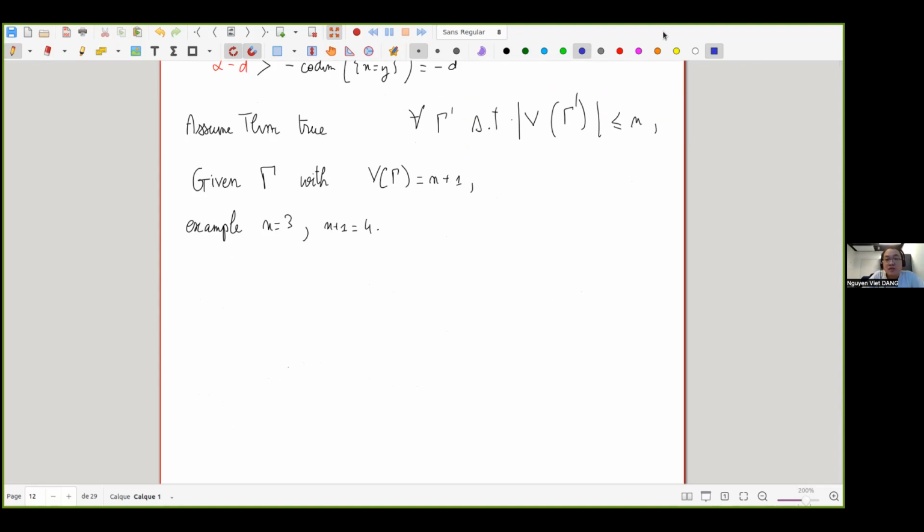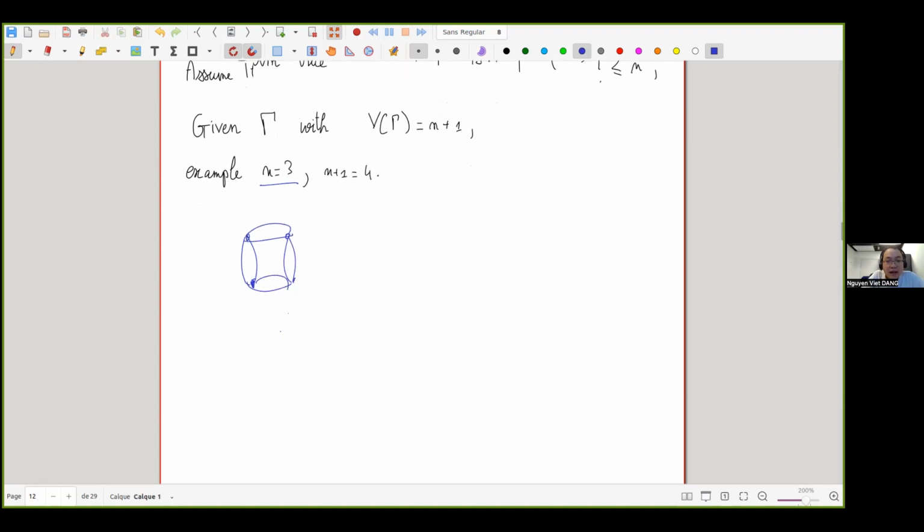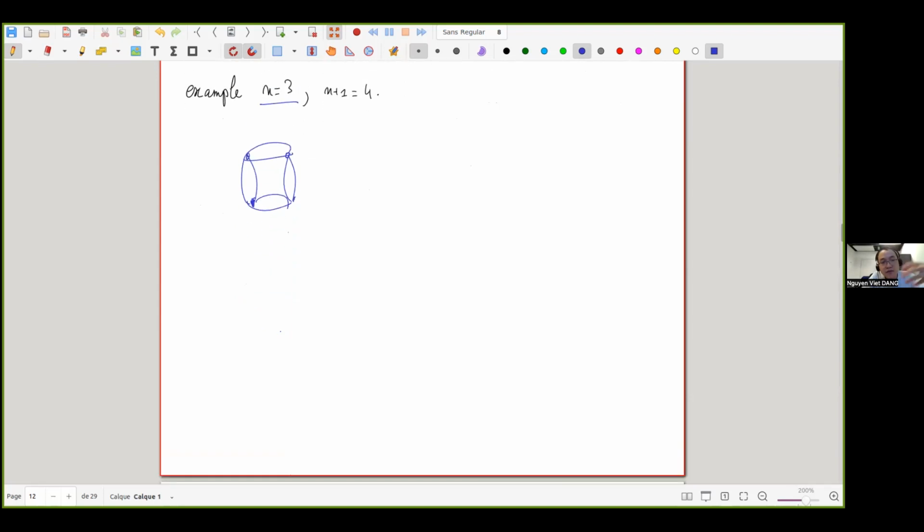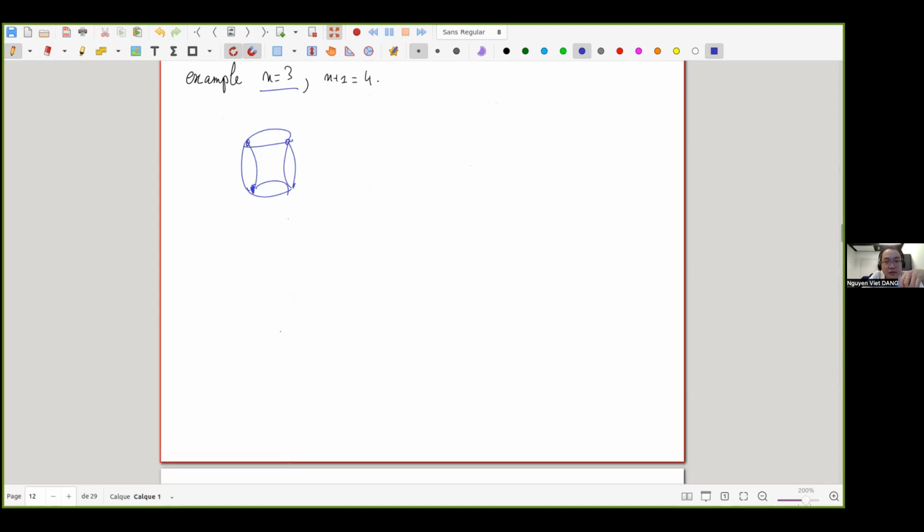Since it would be too complicated to write the proof in general, I will present the idea in an example. So I start with this graph. In my example, n equals 3. So I suppose that for all the graphs that you give me that have 3 vertices, my theorem holds true. And now I give you a graph with 4 vertices, and in this graph with 4 vertices, I will try to prove that in fact this graph is integrable.